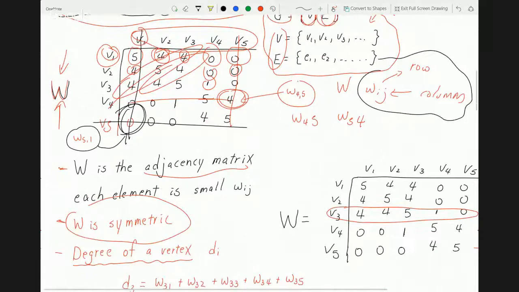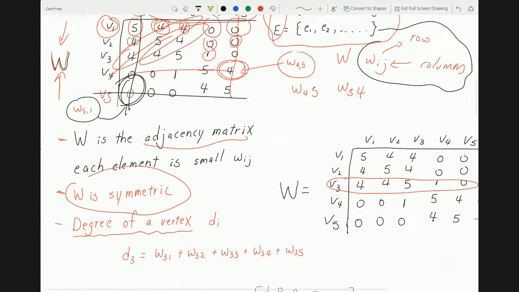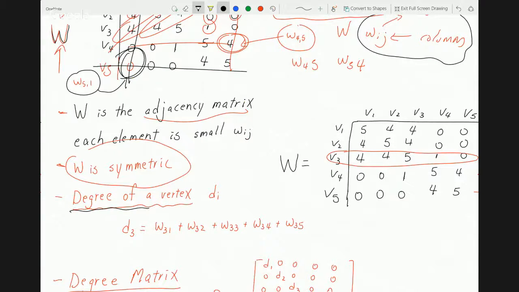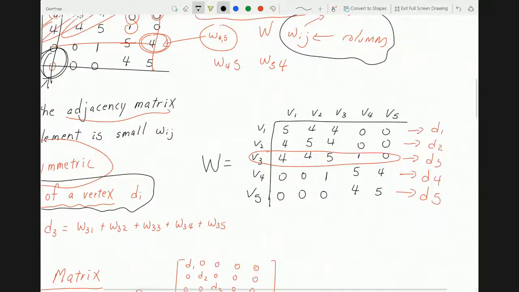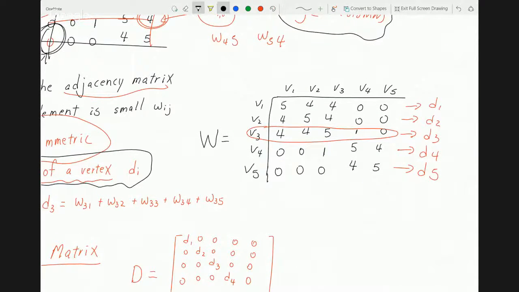These are just important things you gotta get through, so we can basically have the same vocabulary for communication. Next, we need to define this thing called the degree of a vertex, di. If you look at this table again, d1 is the relationship of one vertex with all of the others, and you sum them up. So d1 is the summation of the first row.